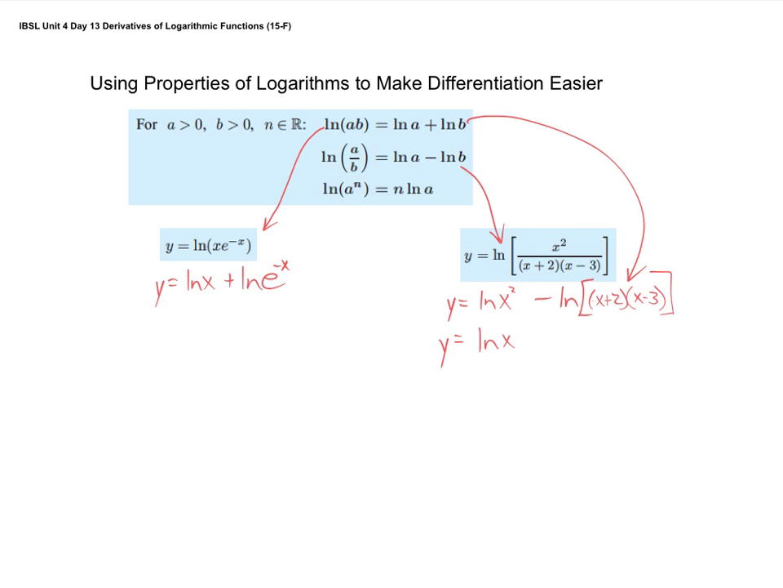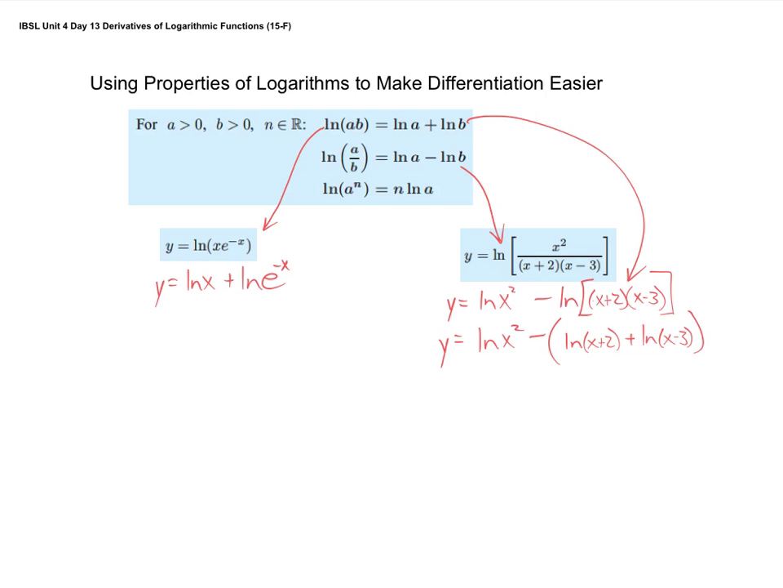But ln of x squared minus ln of x plus 2 plus ln of x minus 3. Okay? So you'll notice we're able to manipulate these things so that what's inside the logarithm is actually very simple. Okay? Any questions so far with how we're simplifying these?